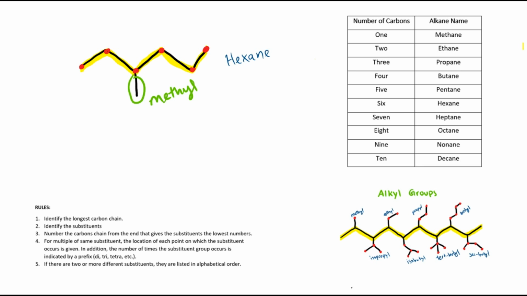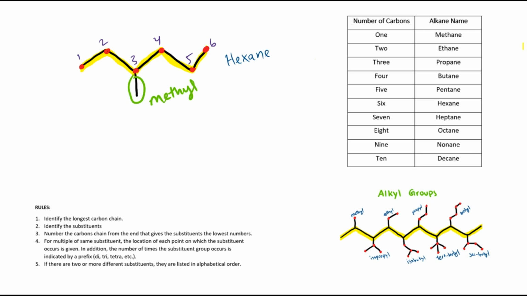If you start counting from the left side, you get 1, 2, 3, 4, 5, 6 carbons, and your methyl gets the number 3. Now if you count from the right side, you get 1, 2, 3, 4, 5, 6. Your methyl gets the number 4. You want to give your alkyl group the lowest possible number. So in this case, you should start counting from the left side.